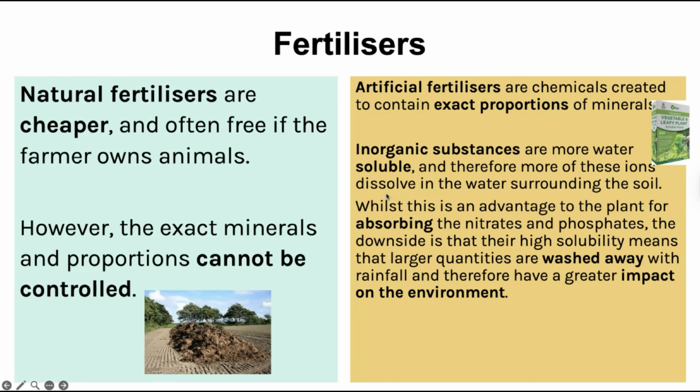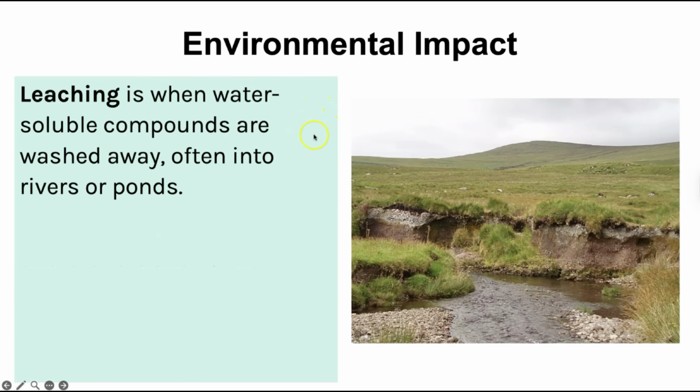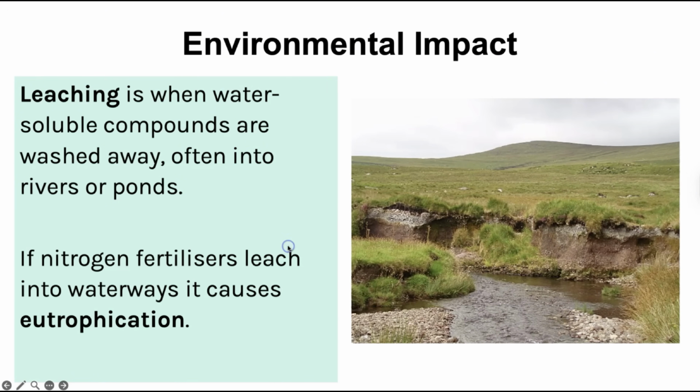But you do have to pay for them, so they're going to be more expensive, and they're more harmful for the environment. And that's because inorganic substances are more soluble. Therefore, when it rains, they're going to dissolve in that rainwater, and they can then be washed away to water sources and have a negative impact on the environment. So the sorts of environmental impact, first of all, leaching, and that is when water-soluble compounds such as the nitrates or phosphates get washed away from the soil into rivers or ponds or lakes nearby.